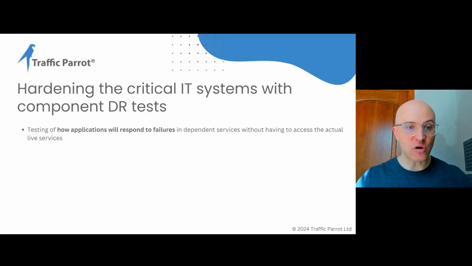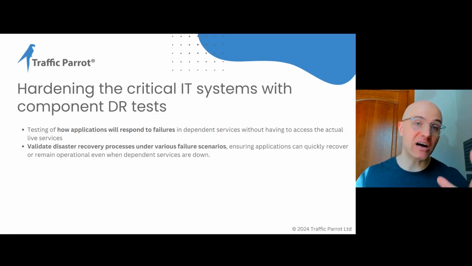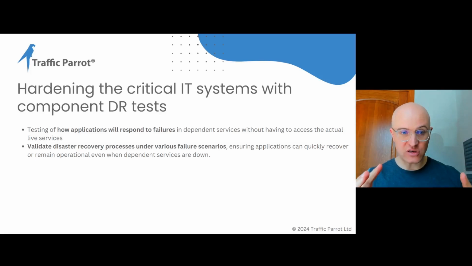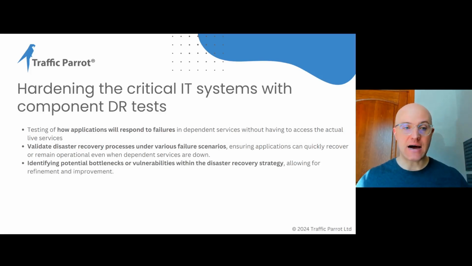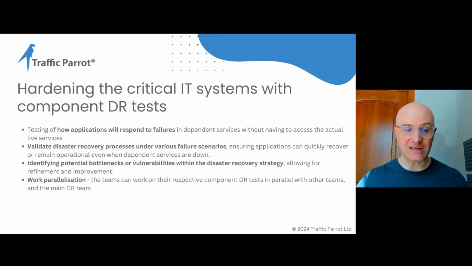Why would you do these component DR tests? They help you harden your IT infrastructure, so you can test how your applications will respond to failures. You can validate disaster recovery processes after various failure scenarios just for selected components. It gives you more granularity and more visibility on what specific components do in these complex failure scenarios. You can identify potential bottlenecks or vulnerabilities within the disaster recovery strategy on a component level.